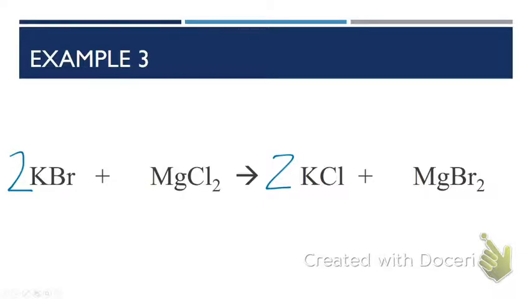And keeping going, my K's and my Br's are good. 1 Mg, 1 Mg, 2 Cl's. And this 2 also means I have 2 Cl's there. So this is now balanced, 2, 1, 2, 1.